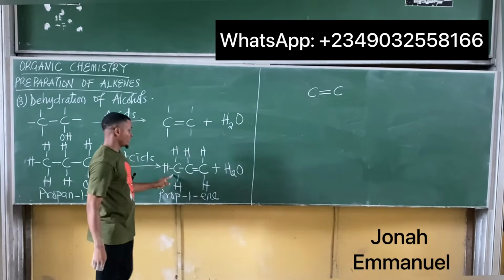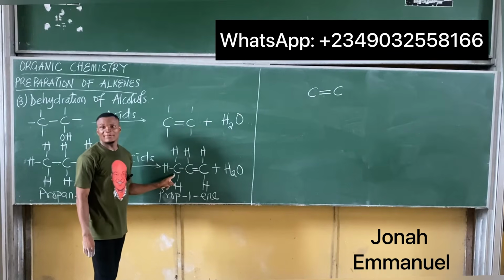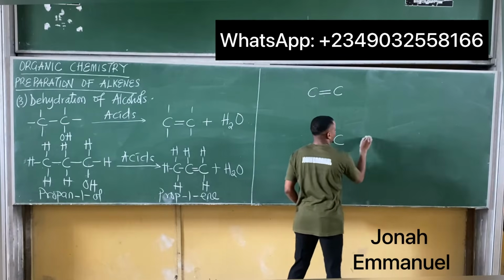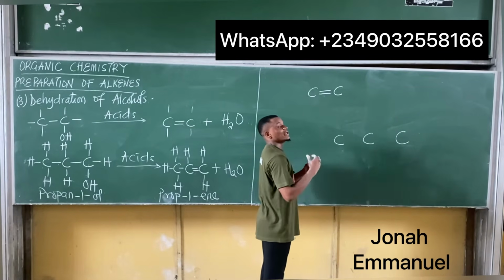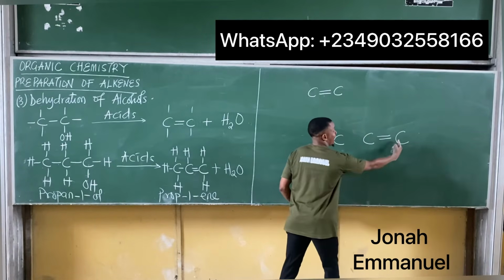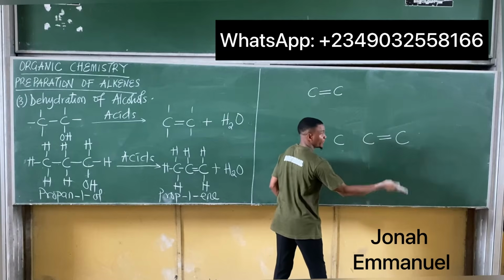Same thing with propene itself. There is no 2 propene. Can there be 2 propene? Look at this: 1, 2, 3. This one gives you a prop. Let us say we want to put the double bond here. That becomes 1 before this one here. So it's prop-1-ene, or 1 propene.